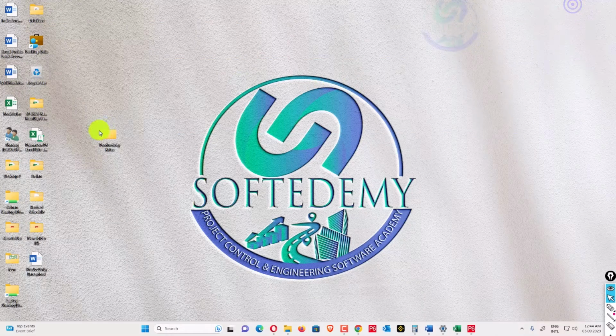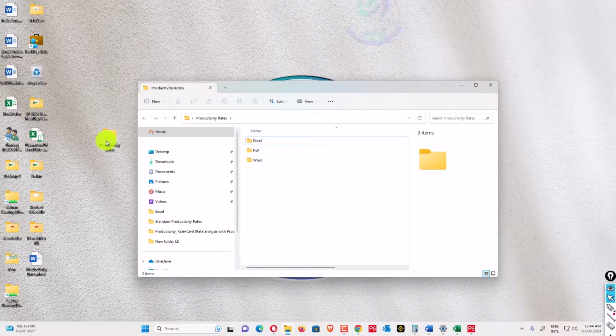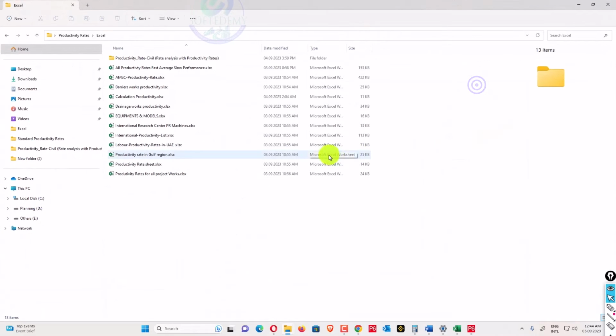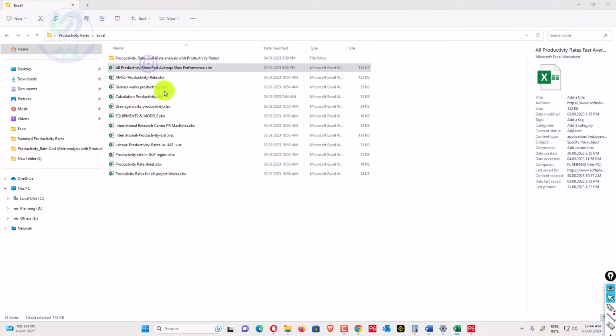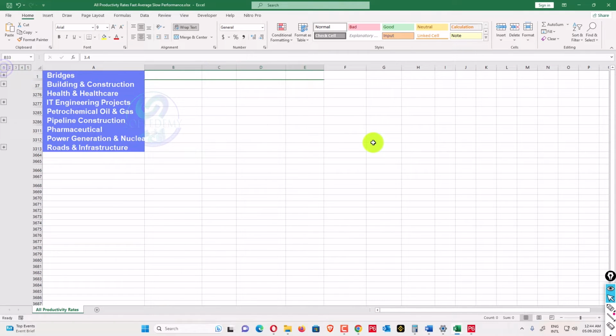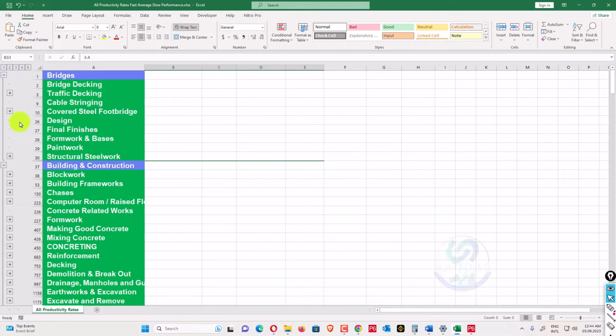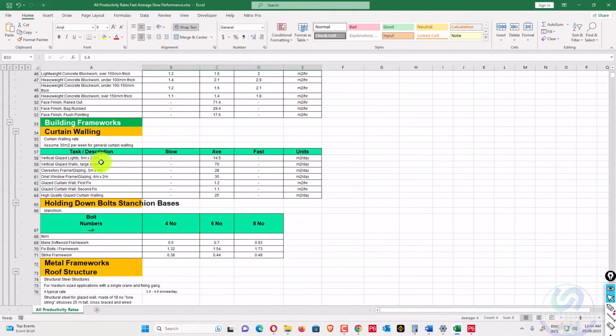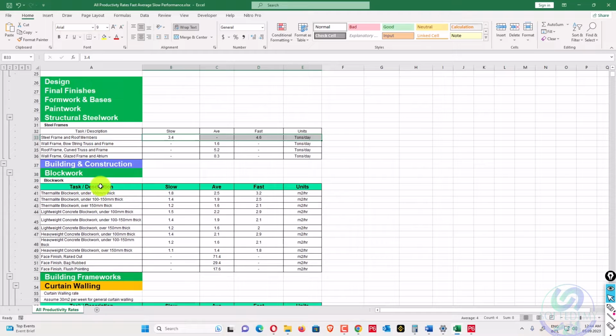I will go ahead with the productivity rates. What productivity rates do I have available? There are 3 types of format: Excel, PDF, and Word. So I have distributed them into 3 parts. All productivity rates: fast, average, slow performance. So what is in it? When I open that file, you can see here I have industries like bridges, building construction, health and healthcare, IT, engineering projects. These are the industries related to that project. When we collapse to the other end, it will collapse again and again. I will review only 1 or 2 productivity rates, so we can discuss what type of productivity rates are given.